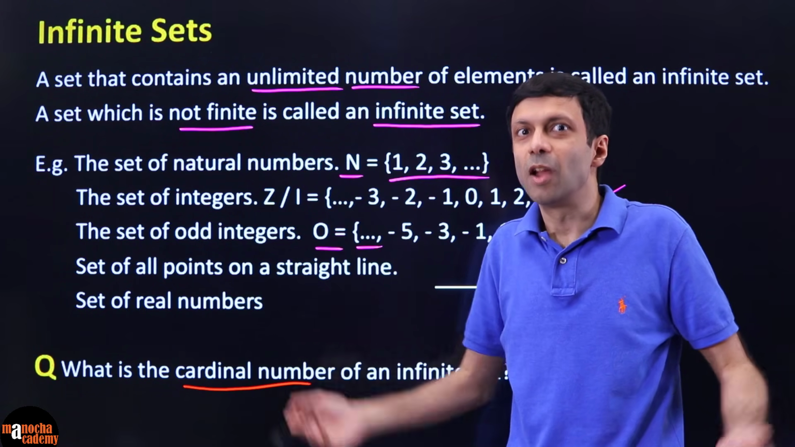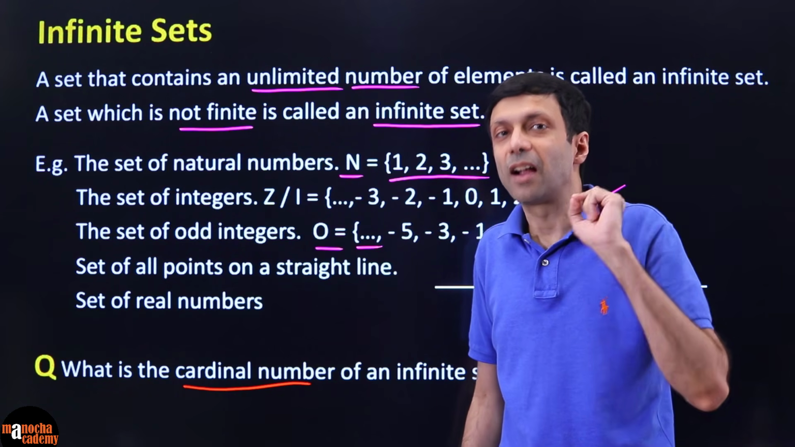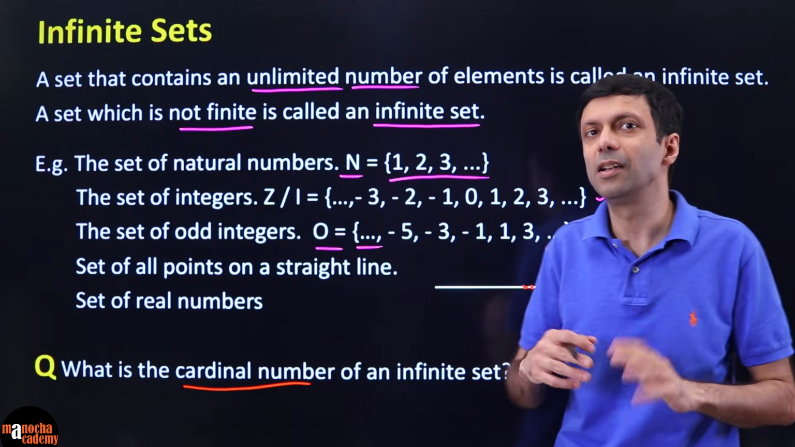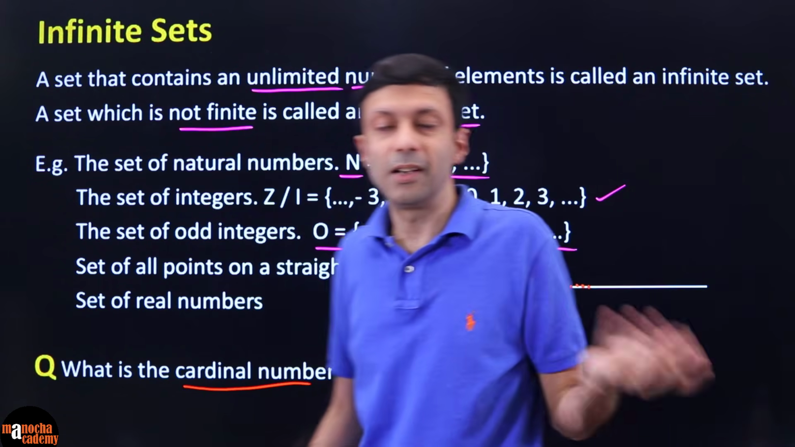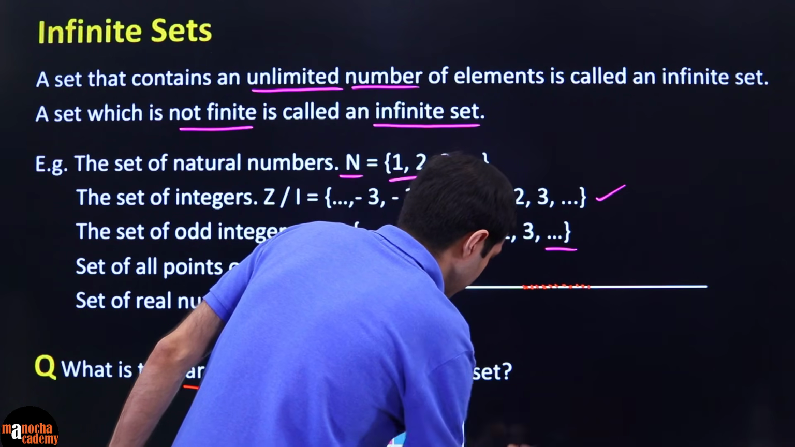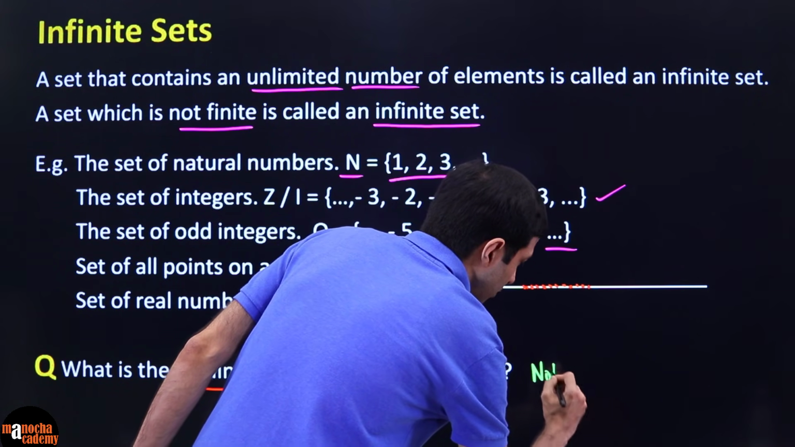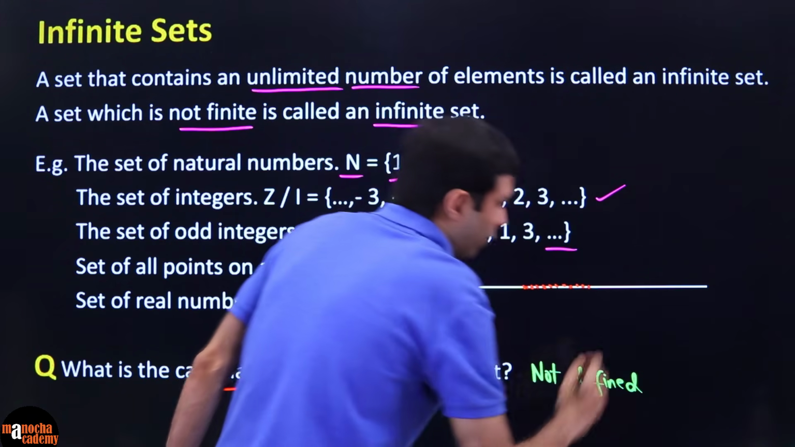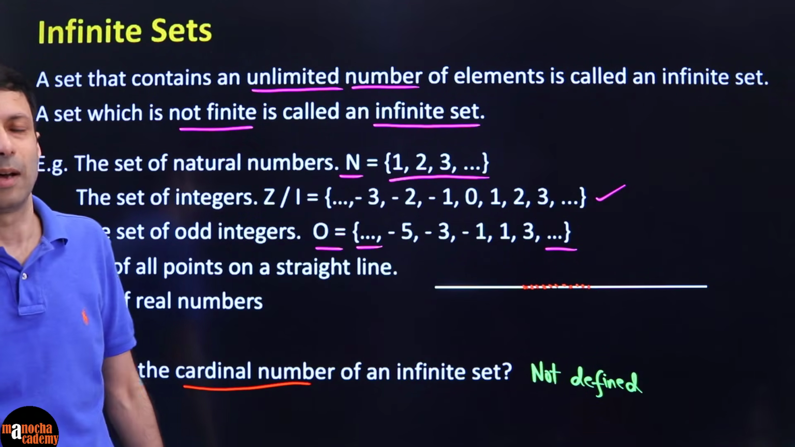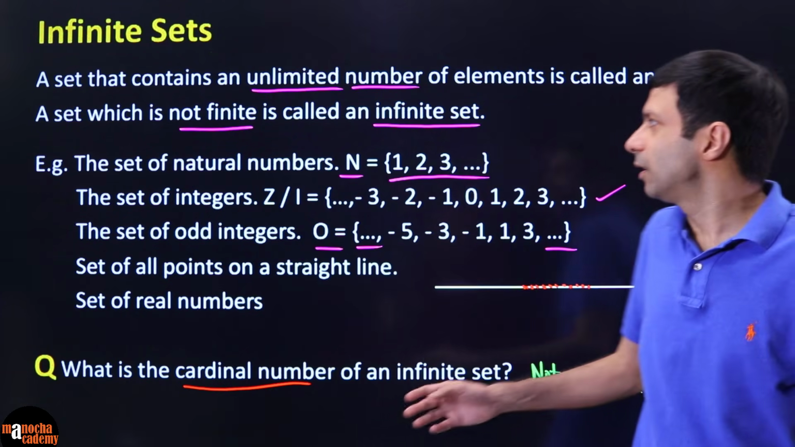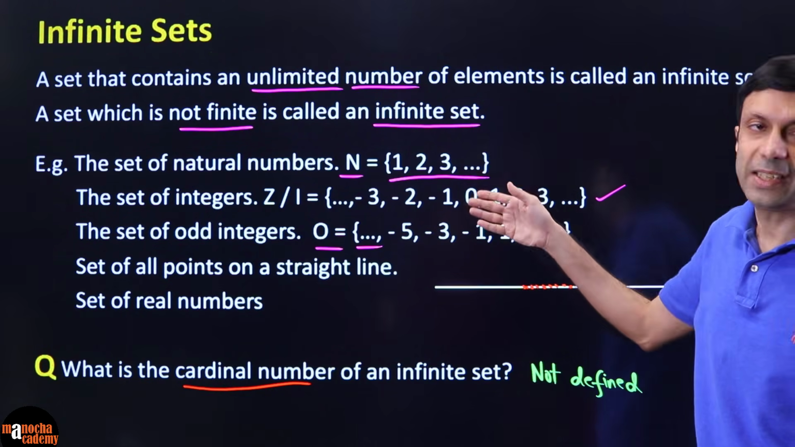Unending, infinite. But usually we write the answer as: cardinal number is not defined. So don't write the answer as cardinal number is infinite. Say cardinal number of an infinite set is not defined. So the correct answer, please remember, is undefined or not defined because there is an unlimited number of elements here. So in these examples, we use the roster form to represent these infinite sets.